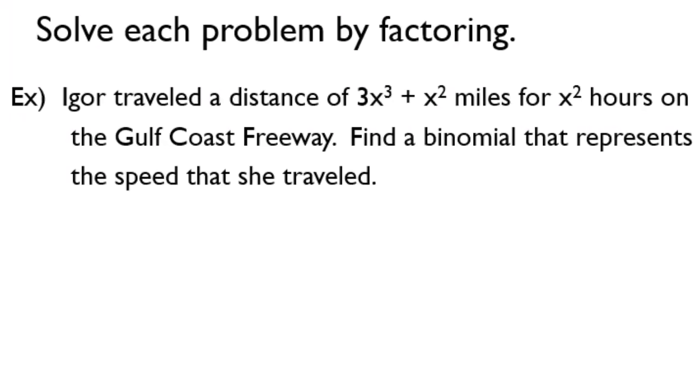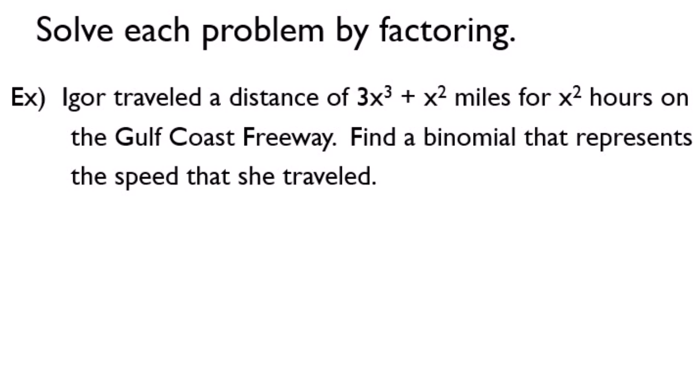Now we're going to check out a couple applications. So first of all, Igor traveled a distance of 3x cubed plus x squared miles for x squared hours on the Gulf Coast Freeway. Find a binomial that represents the speed that she traveled.